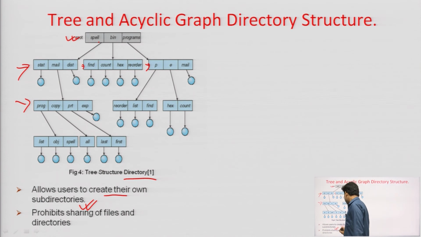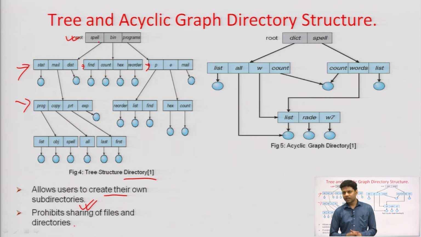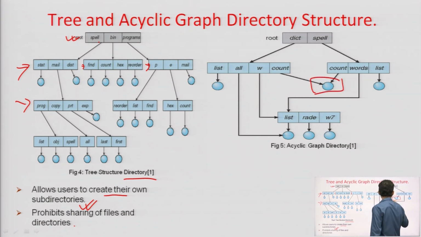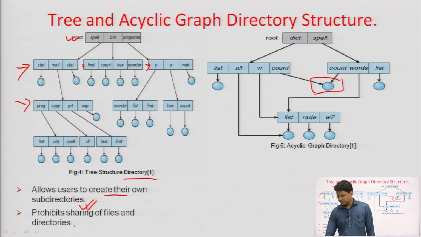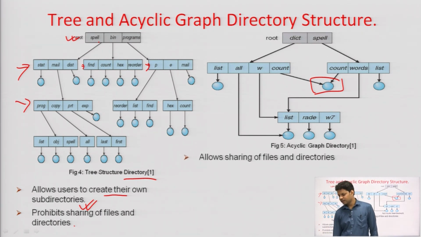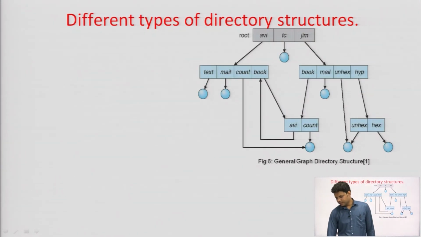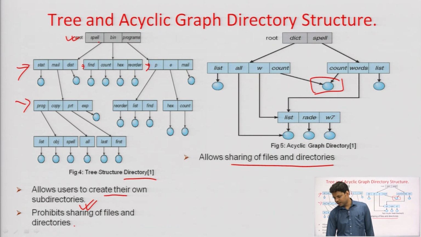This prohibits sharing of files and directories. Suppose two programmers are working on the same project and want to share their directory, but the tree structure prohibits sharing of files and directories. To help with this, another approach came along: the acyclic graph directory. Here you can see some of the directories or files can be shared. This allows sharing of files and directories.